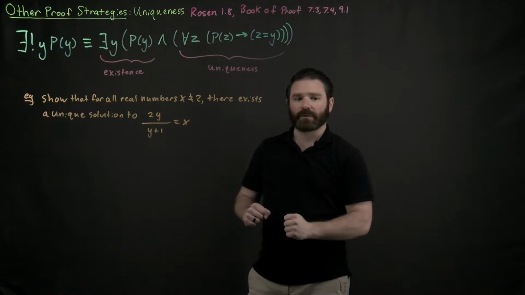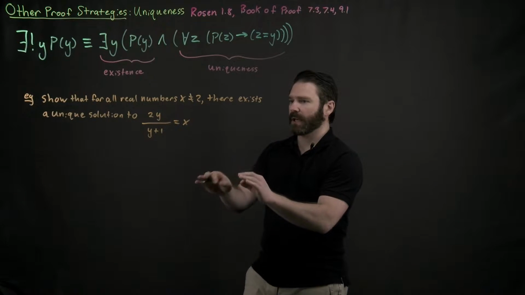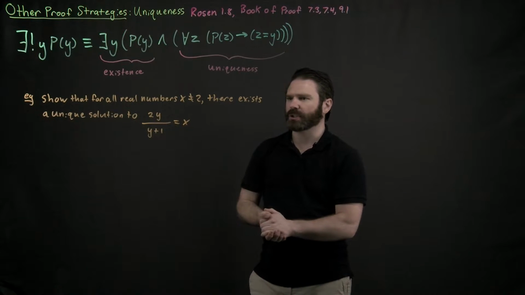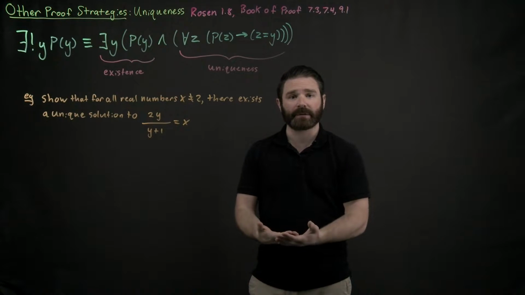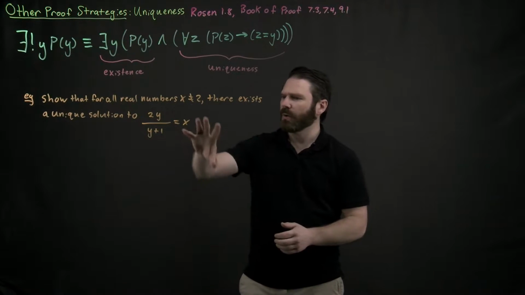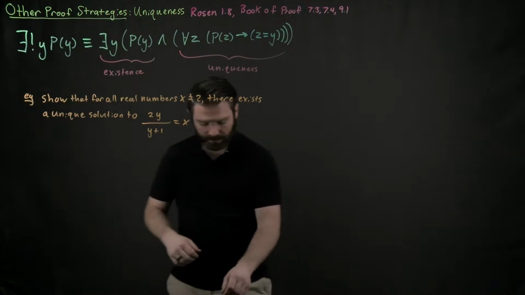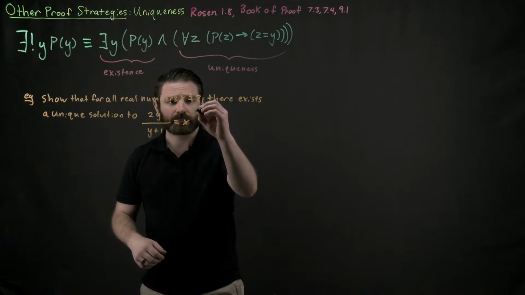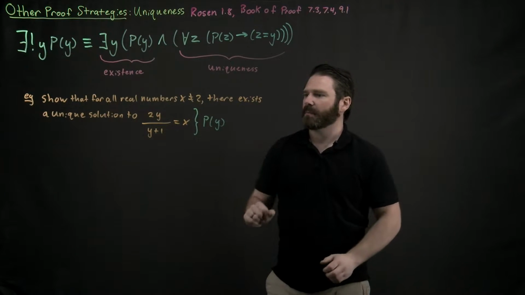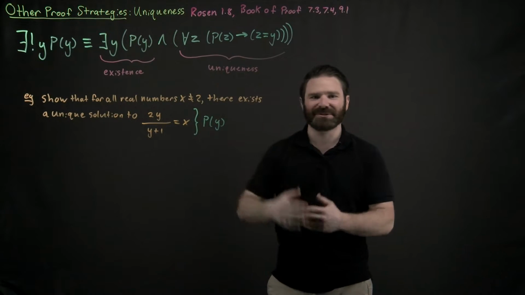So we want to show that for all real numbers x not equal to 2, there exists a unique solution to this particular equation. The x here is given to us, so what we're trying to find is a unique y that satisfies this equation here. In particular, this can be thought of as our propositional function P of y. And that's indeed why I used a y up here, because this particular example uses y as the thing that we're trying to find existence and uniqueness for.